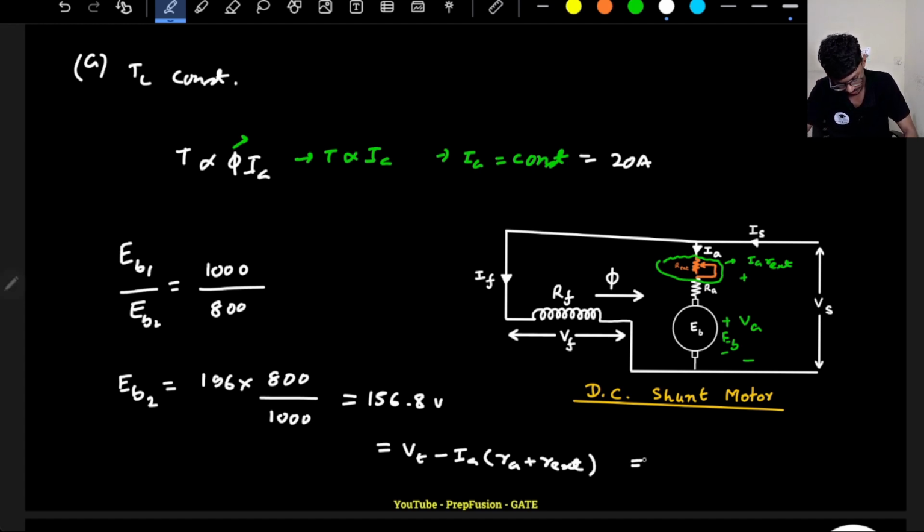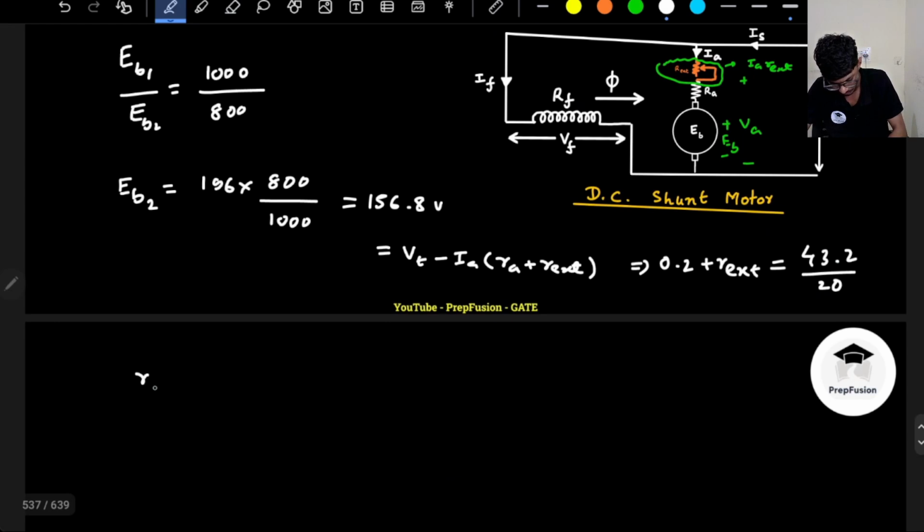So I know Ra is 0.2 plus R external equals Vt minus EB2. Vt is 200, so this is 43.2, and Ia will not change. Ia will be 20 amperes only. So from here I can easily find out the external resistance. So this divided by 20 minus 0.2 is 1.96. So the external resistance that I need to connect is 1.96 ohms in the first case.